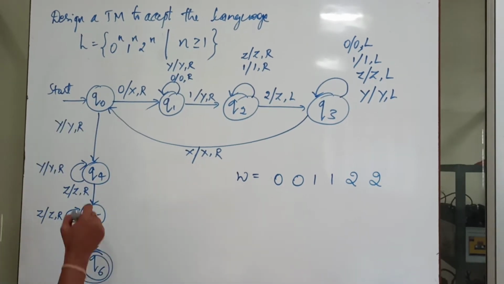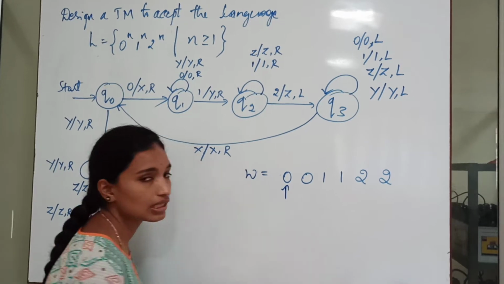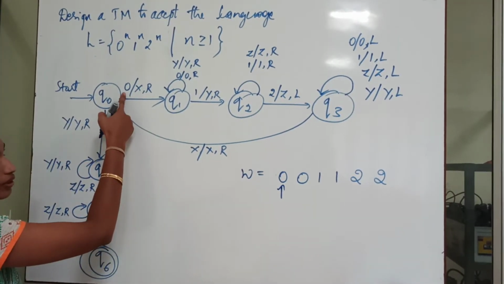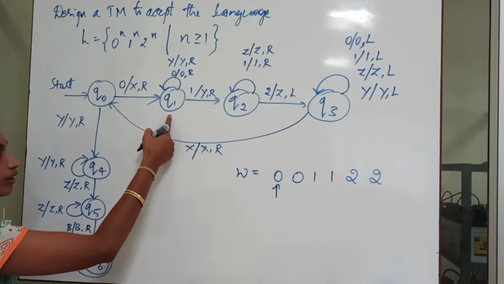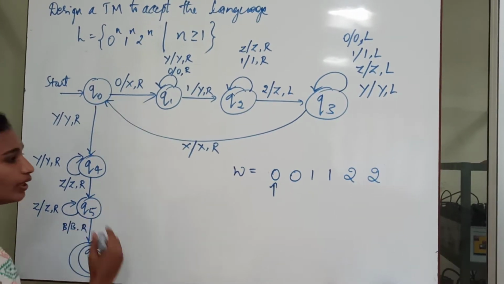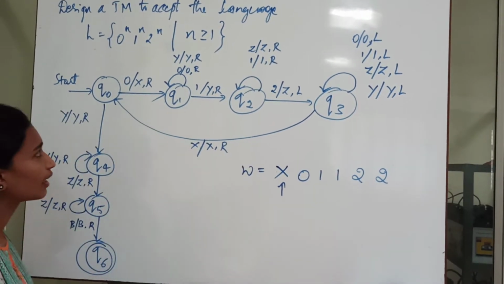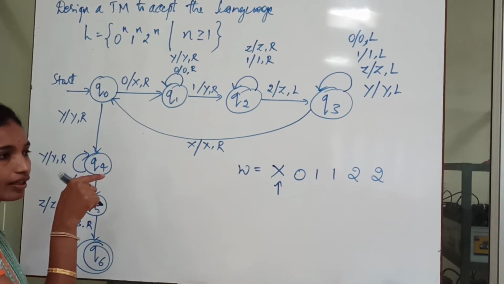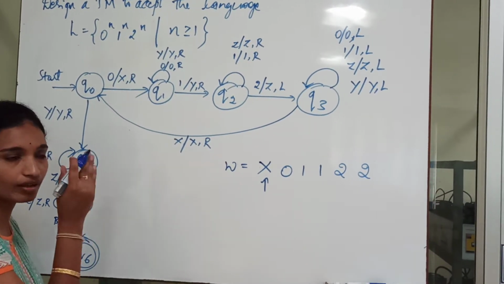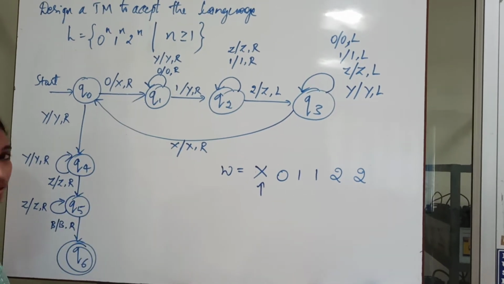Now the machine is in q0. The first input symbol to be scanned is 0. As soon as the 0 is scanned, the machine will change its state from q0 to q1 by replacing that 0 by x. Now this 0 will be replaced by x, and again there is a right move. It is a tape symbol, right? The read-write head will move towards right or left according to the inputs scanned. In this case it moved towards the right side.